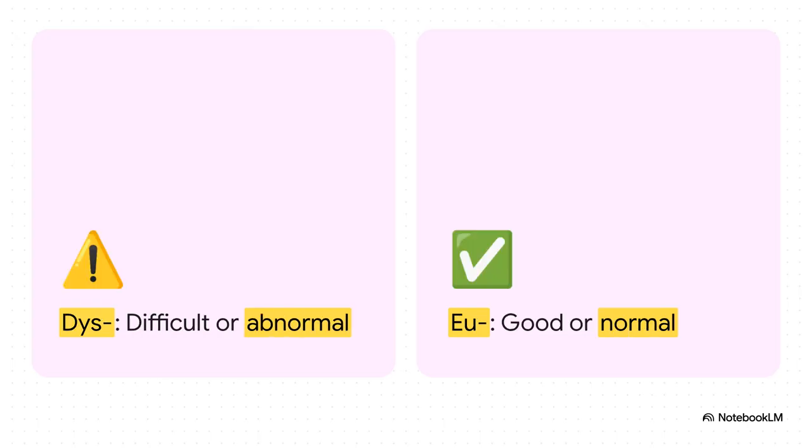And finally, dis versus eu. Eu means good or normal, like a euthyroid patient. But listen up, here's a massive pro tip for your exam. Dis is a really broad term. It means difficult, abnormal, or impaired. Do not just assume it always means painful. For example, dysphagia means difficulty swallowing, but it doesn't necessarily mean that it actually hurts.